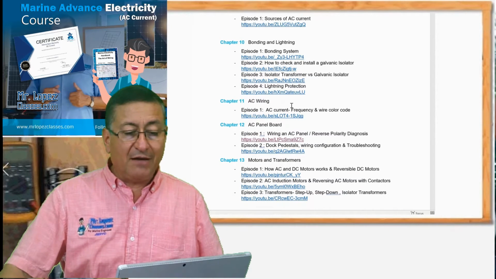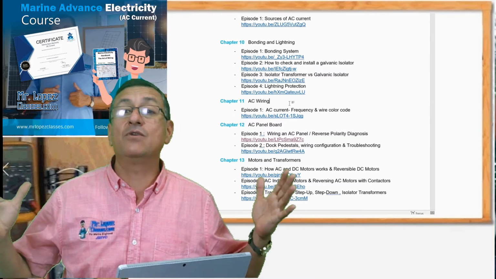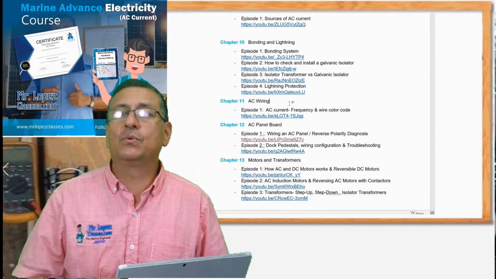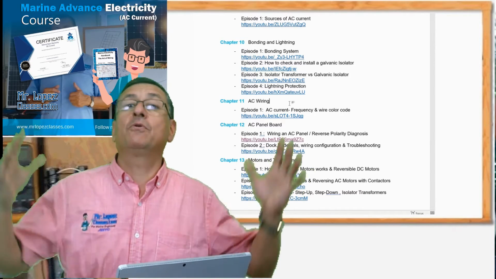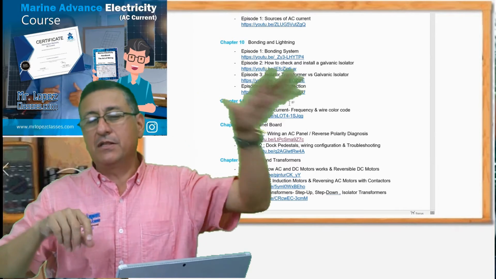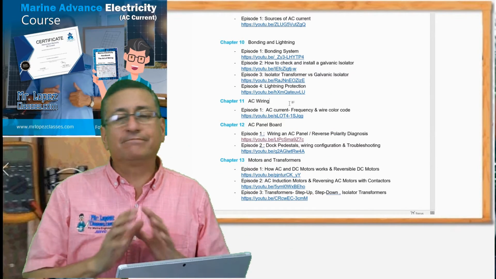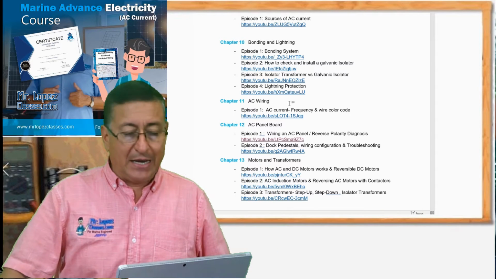Chapter 11 is about the configuration of the AC panel and the AC wiring, and we are going to do the wiring for a single phase panel and a double phase panel with connection of gauge, voltmeter and meter. It's a wonderful episode related with the wiring of an AC panel.